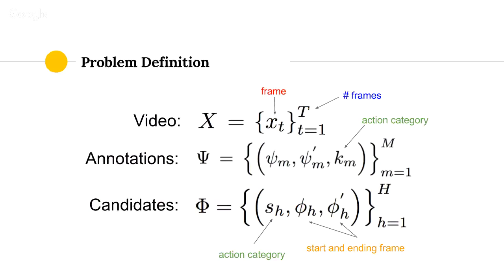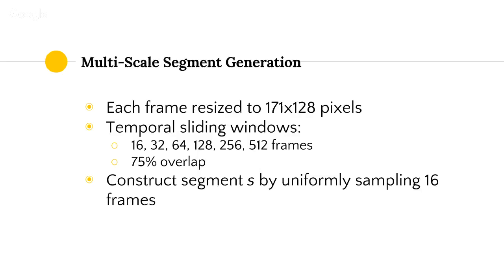The video is made up of a lot of frames, a variable number of frames. There are some annotations, where each annotation has the activity category and also the start and ending frames. And each video may have more than one annotation on it.